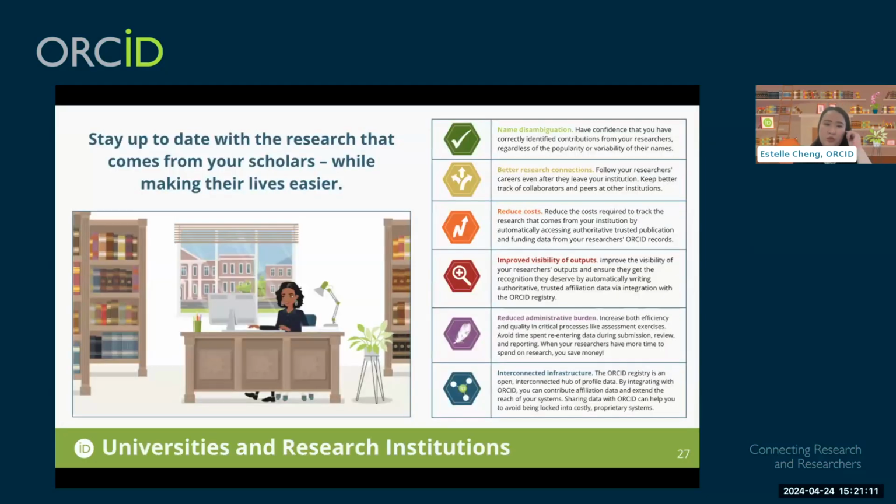So the first is university and research institutes. Let us start from here. University and research institutes are an important part for ORCID members. One of the top things they are interested in is to stay up to date with the research coming from their researchers and make everybody's life easier. I think that's a cliche, but it's what everybody hopes for.